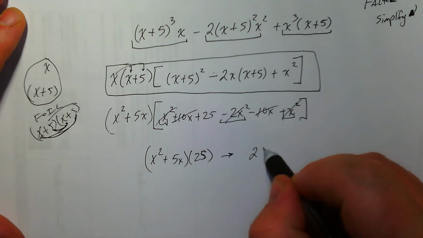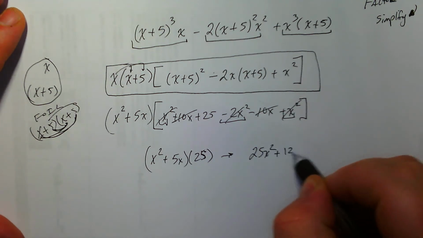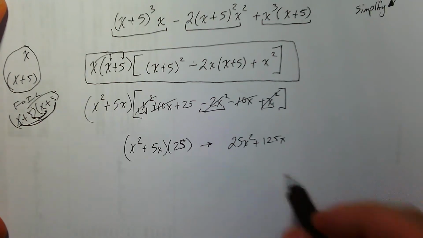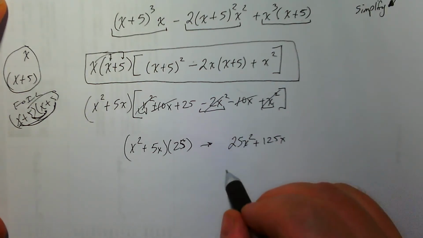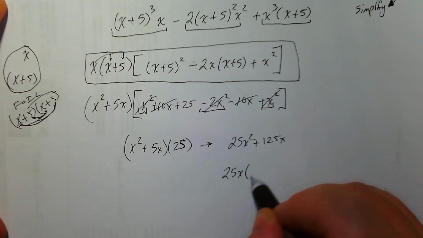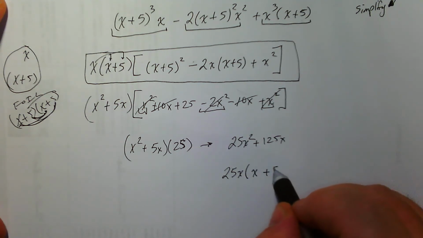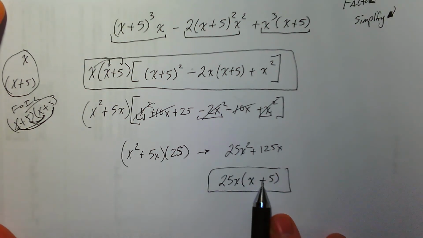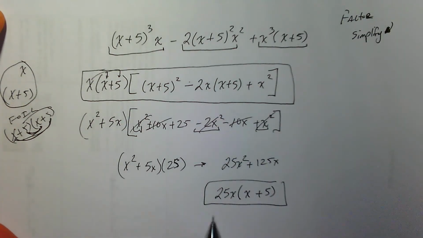I'm going to multiply that 25 times everything in there. 5 times 25 is 125. Now here, we have a common factor of 25x, so I'm going to take out the 25x. I'm going to be left with x plus 5. I think that is the final answer. I think that's what they mean to do when they say simplify early on. Not 100% sure, but yeah, I hope that gets you started. Let me know.